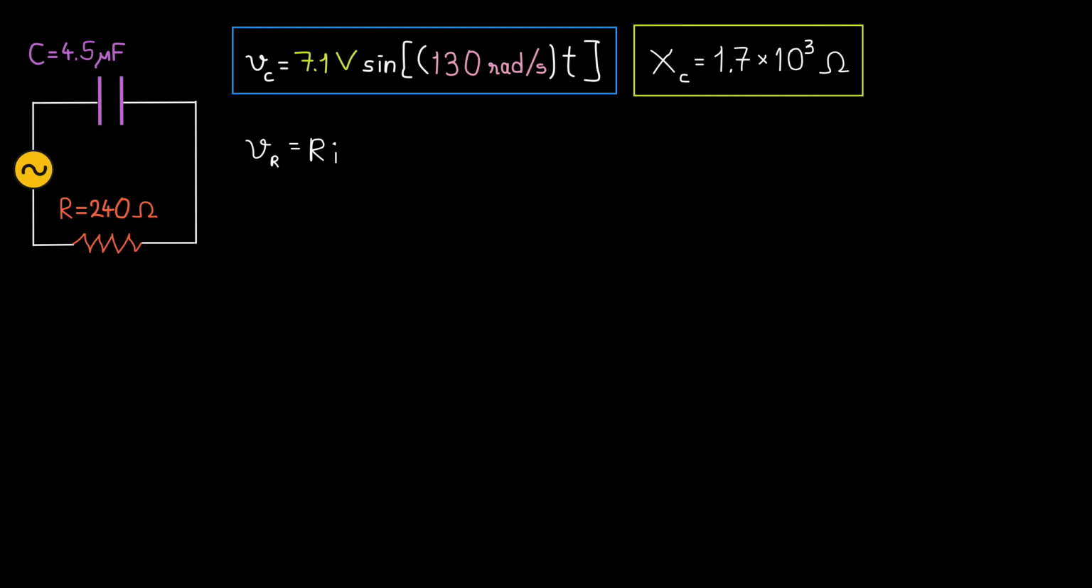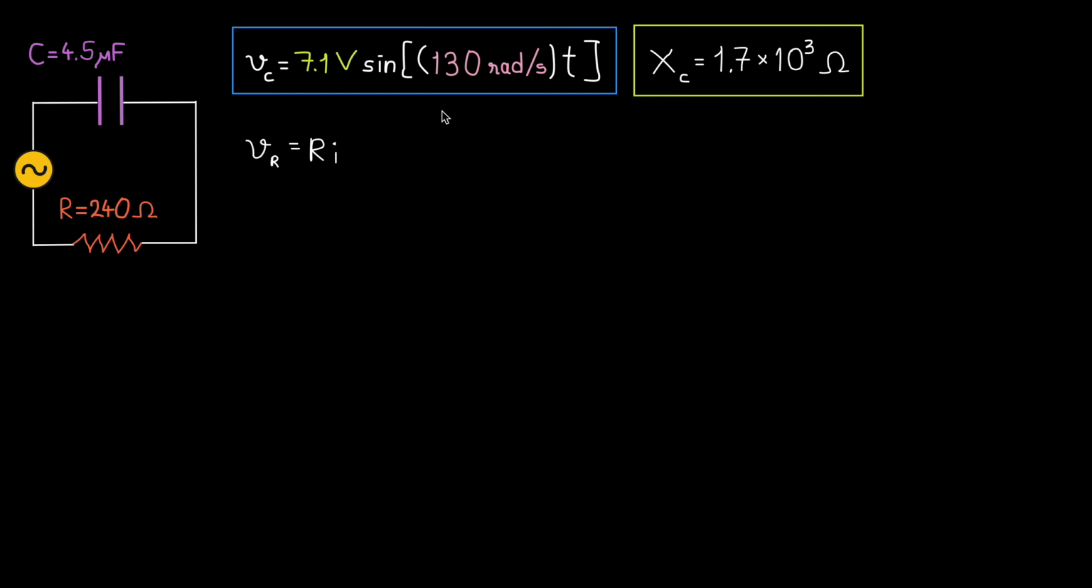Potential across the resistor is equal to the resistance times current of the circuit. Again, the current is lowercase i because it changes with time. It depends on time. How can we express the current in the circuit? It's going to be equal to the amplitude of the current, capital I, times, you can either do sine omega t plus 90 degrees because the current is leading the capacitor voltage, or that's equivalent to cosine omega t.